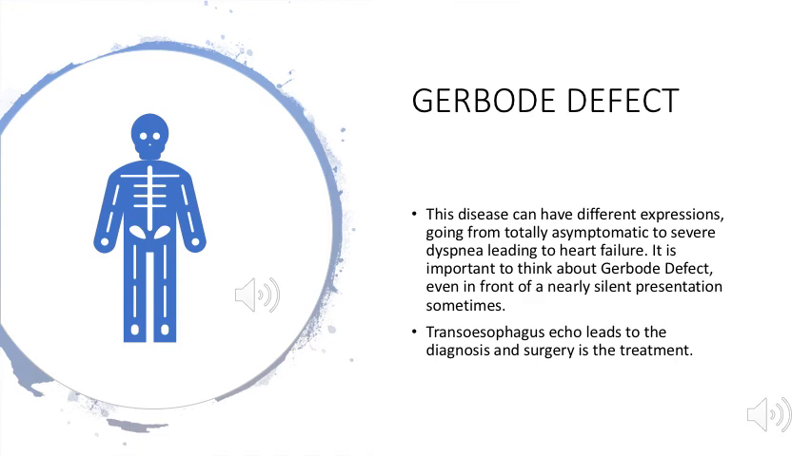So to conclude, we are presented with a case of a male adolescent with a congenital Gerbode defect in heart failure. It is important to remember that patients with this disease may be completely asymptomatic, which means the disease is silent. Sometimes patients may also have heart failure associated to their disease.